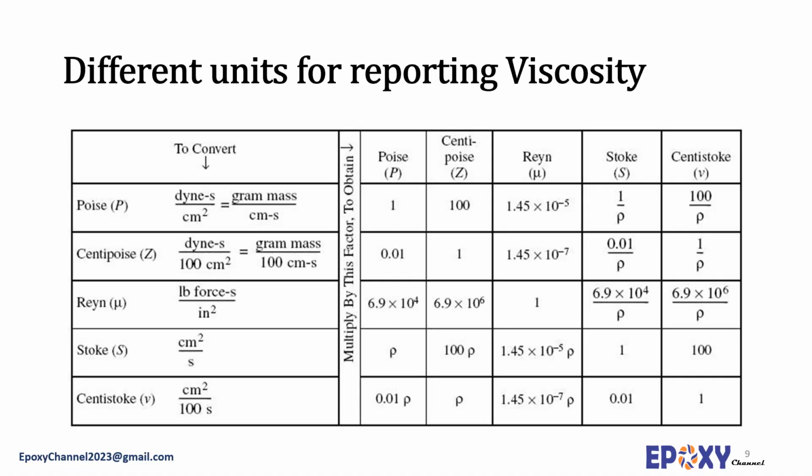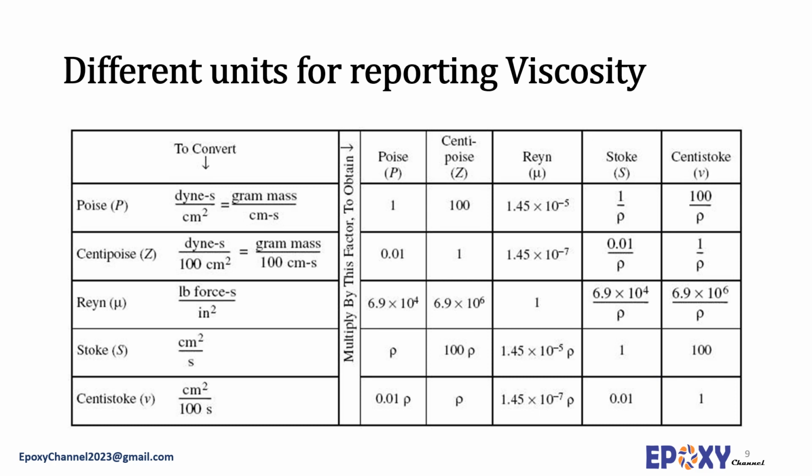There are different units that exist for reporting the viscosity. We already mentioned that if you divide the dynamic viscosity by the density, you would have the kinematic viscosity. If you have the poise value of the viscosity of a resin or fluid, if you multiply this number by this factor, for example 100, you will have its centipoise value. If you multiply it by 6.9 times 10 to the power of 4, you would have it in reyn dimension. If you need the stokes value, you have to divide it by the density and so on.